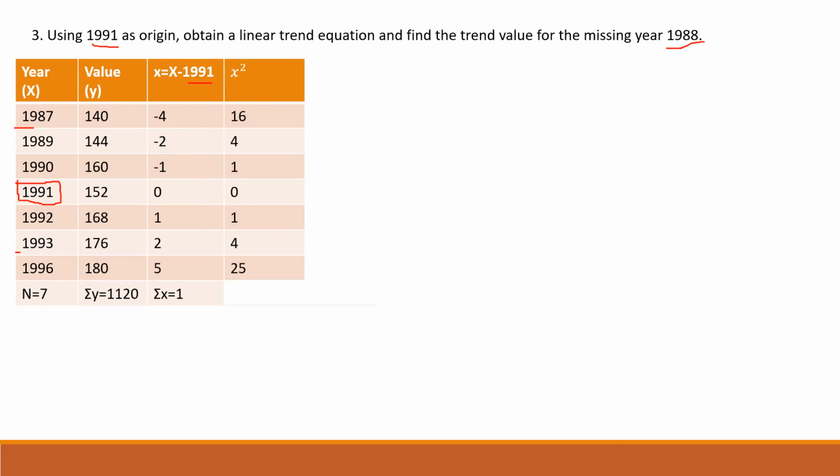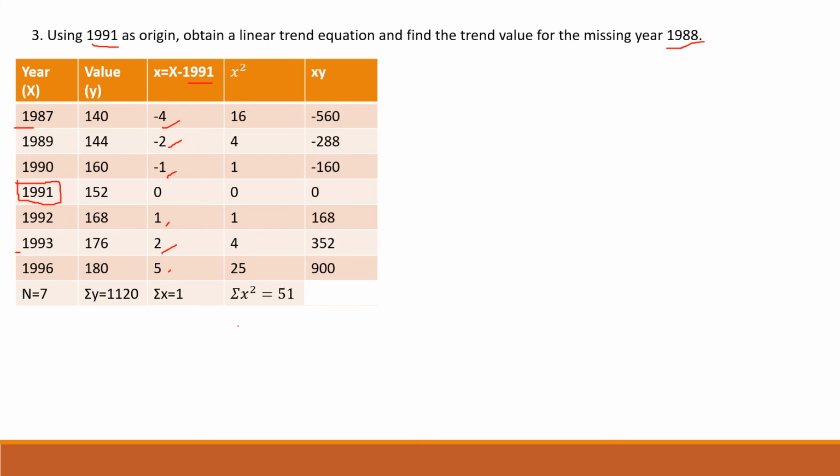Then the x square value has to be calculated. Minus 4 into minus 4, 16. Minus 2 into minus 2, 4. Minus 1 into minus 1, 1. 0 into 0, 0. 1 into 1, 1. 2 into 2, 4. 5 into 5, 25. So the total of summation x square equals 51. Then we have to calculate xy.